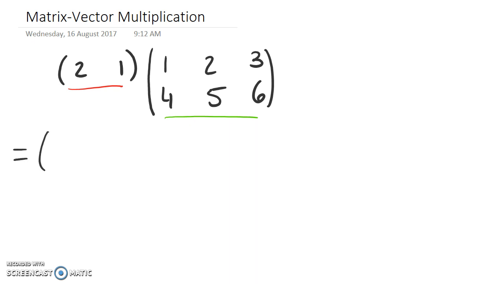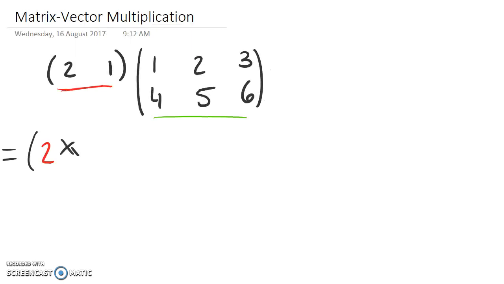Now, the first element in our vector will have to be the first row here by the first column. Okay. That means we have 2 times 1 plus 1 times 4.